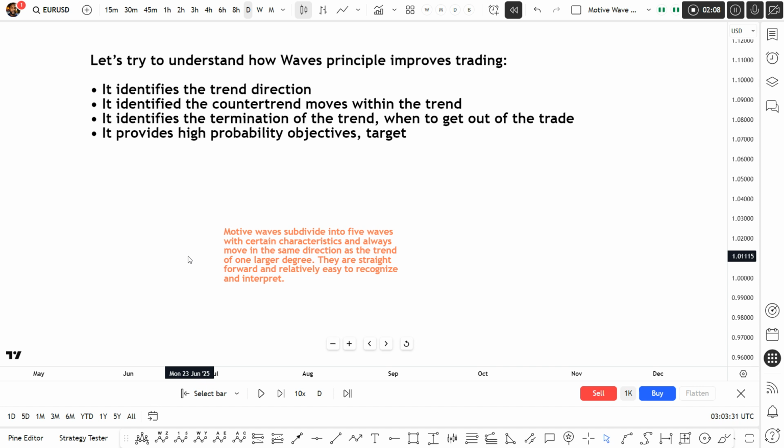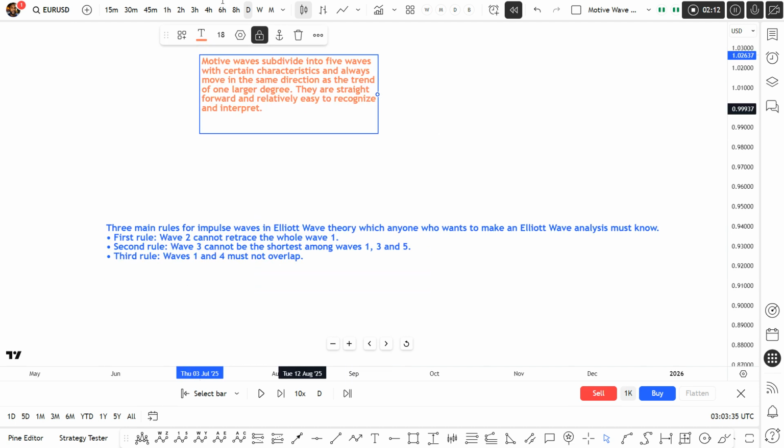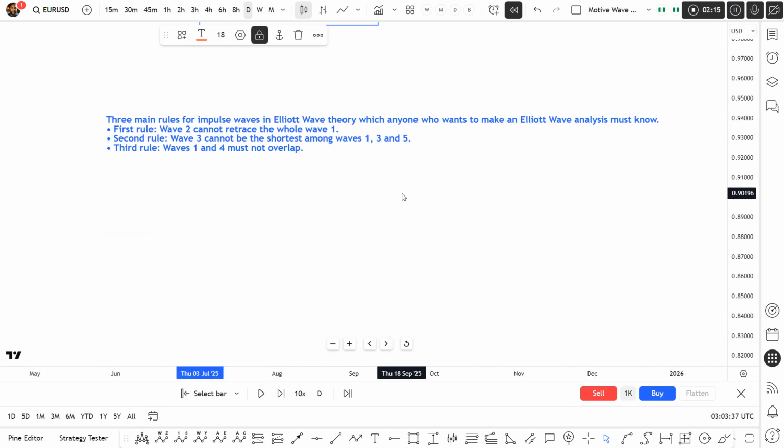Now, these five impulsive moves of the motive wave have to do with the three basic rules, which are important. The main rules, which are three rules of Elliott wave. The first rule states that wave 2 cannot retrace the whole length of wave 1. If it retraces, our counting is wrong.